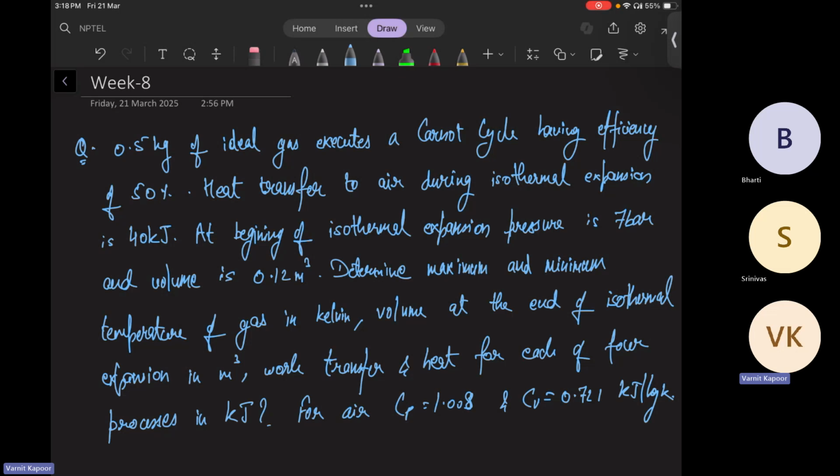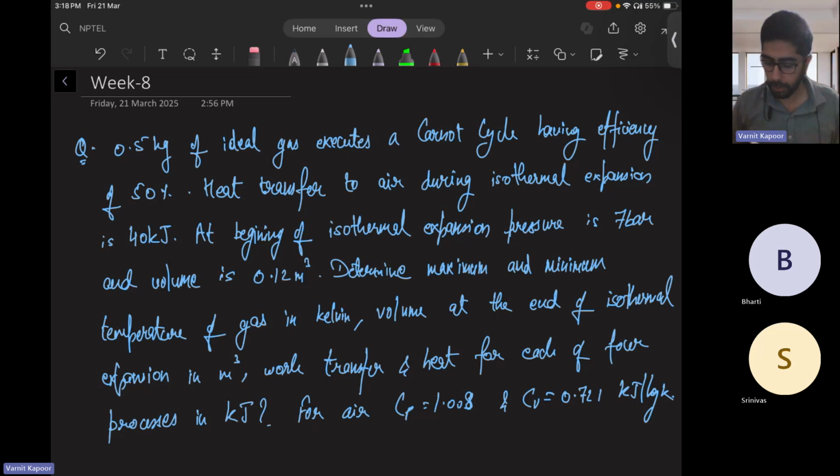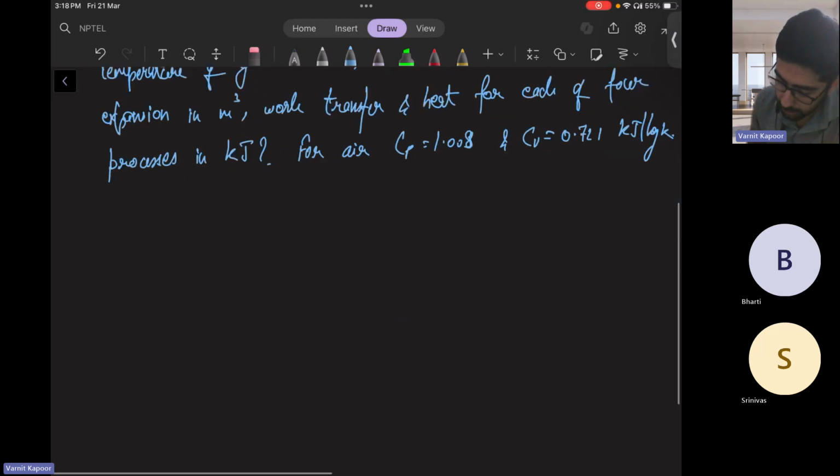All right, I guess a few of you have done it. Let us start discussing now. There is 0.5 kg of ideal gas, and a Carnot cycle, which has an efficiency of 50%, and the heat transfer during the isothermal expansion is 40 kilojoules. The pressure and volume are given at the beginning of isothermal expansion, and we need to determine the maximum and minimum temperatures, the volume at the end of the isothermal expansion, and the work transfer and heat transfer for each of these four processes. Let us start.